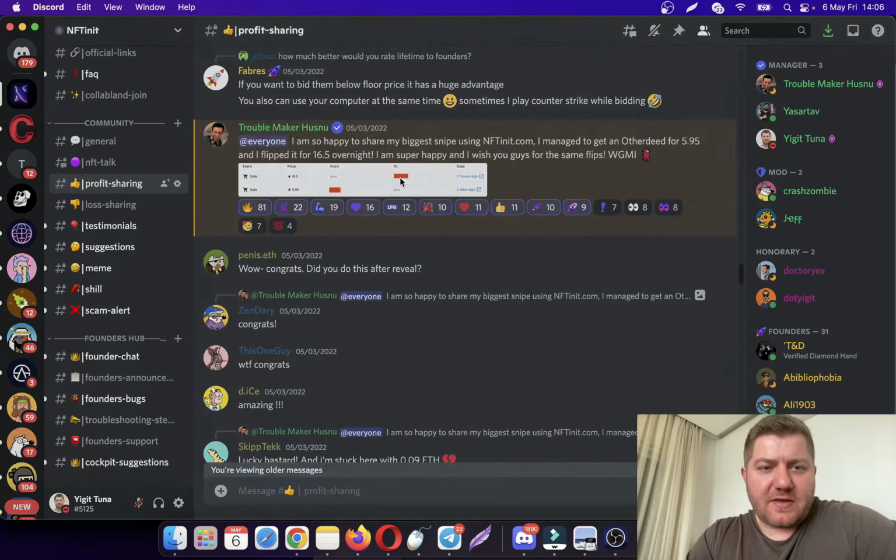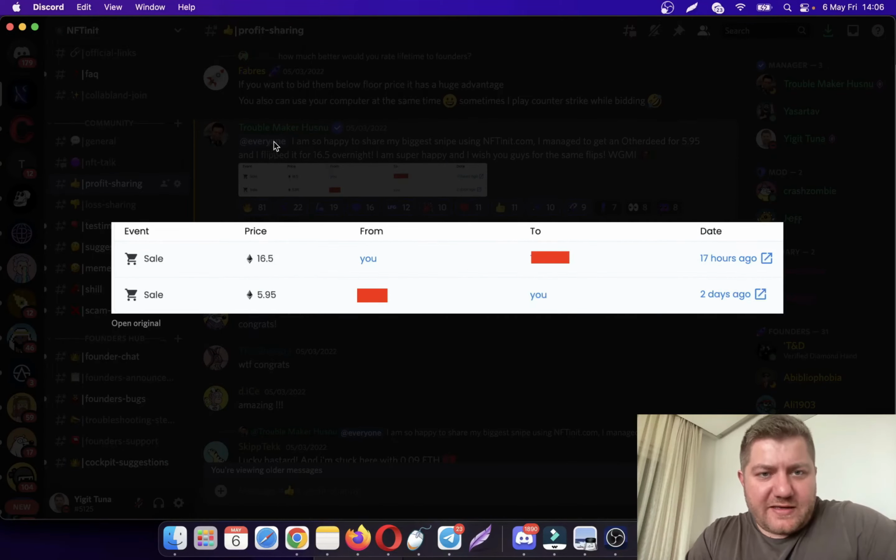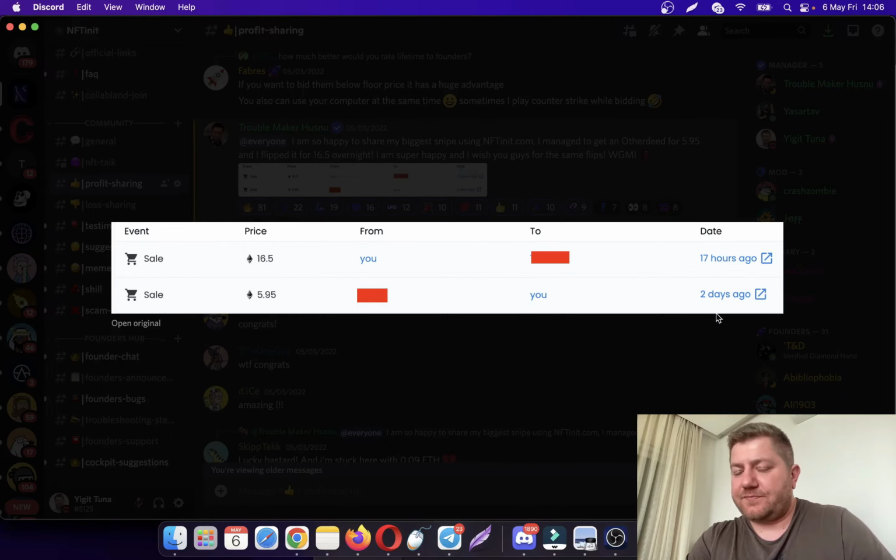Yeah, this one. Troublemaker Hüsnü bought it, it's a reveal snipe by the way, for 5.95 and sold it for 16.5. It is one of the biggest ones I have seen, at least in our Discord. You see he waited a little bit, there is some time between these two time frames. However, this is quite a huge profit.